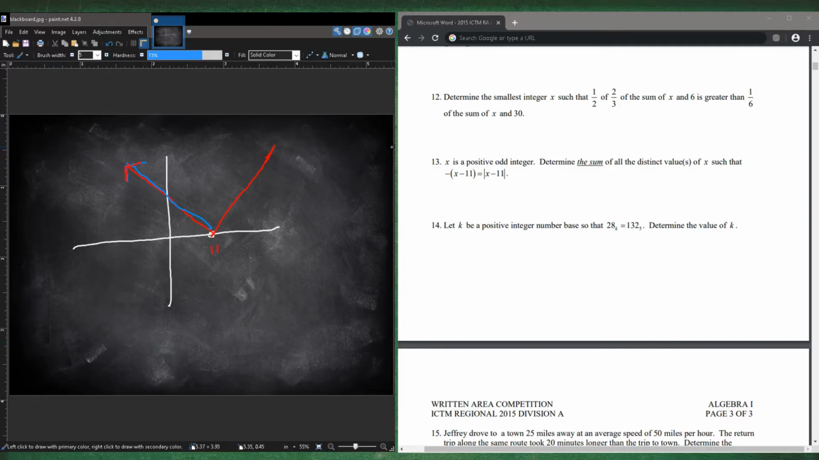But they said that x is a positive odd integer, right? So it only could go from here to here. So this one's at 0 and this is at 11, and it could only be odd. So 0 to 11 and only the odds. So the only answers are 1, 3, 5, 7, 9, and 11, right? So determine the sum of all these. We have this 1 plus this 11 right here. Sorry, I can't draw arrows. This 1 plus this 11 adds up to 12. This 3 plus this 9 adds up to 12. This 5 plus this 7 adds up to 12. So adding them all up is 36.